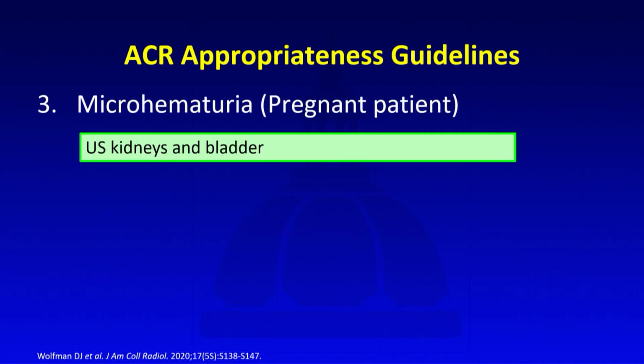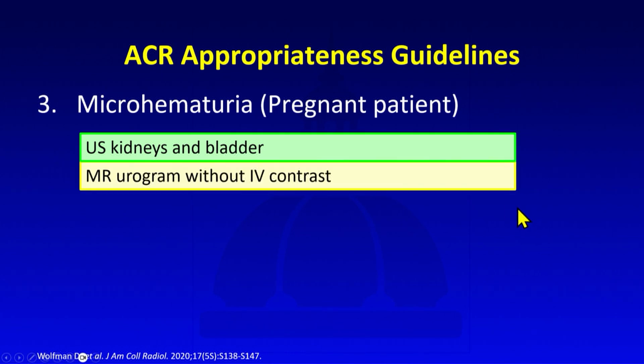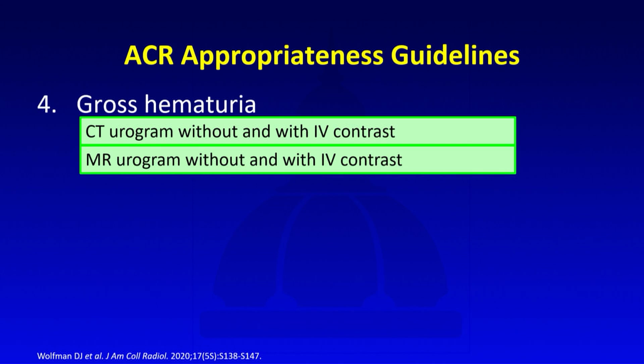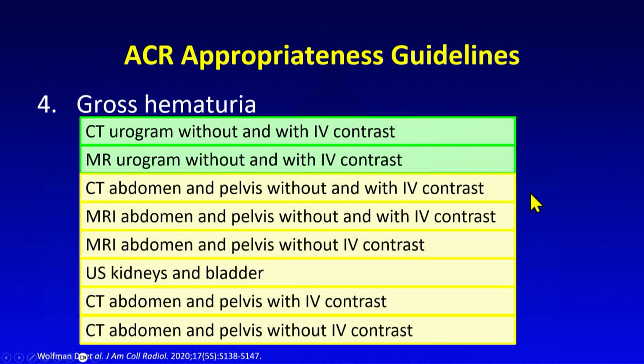And another variation is microhematuria in a pregnant patient. These patients are generally younger, have low risk for malignancy, and we also want to avoid radiation. So the recommended test is an ultrasound, followed by MR urogram without contrast because we don't want to give a pregnant patient any contrast. For a patient coming in with gross hematuria, in concordance with the urology guidelines, we are recommending a CT or MR urogram with or without contrast. Those are the best tests, and you have other options as well.